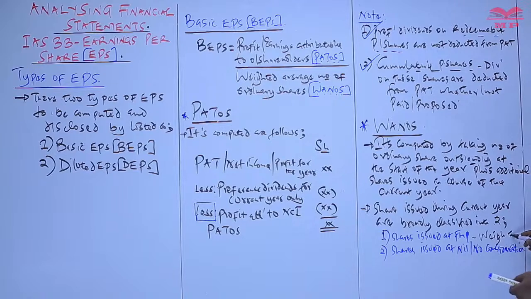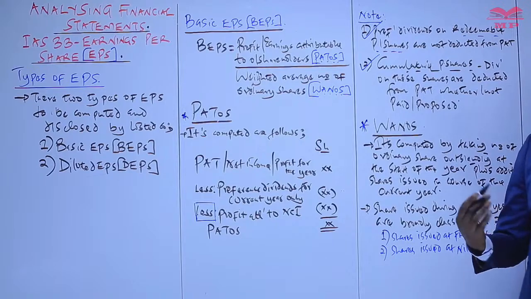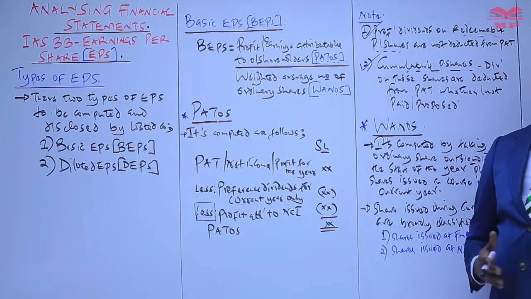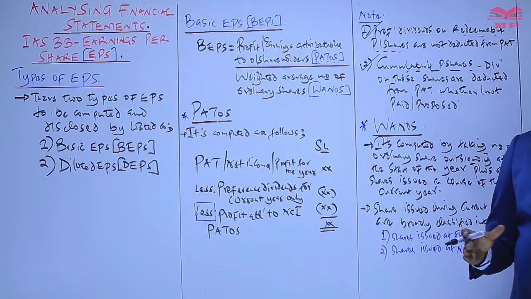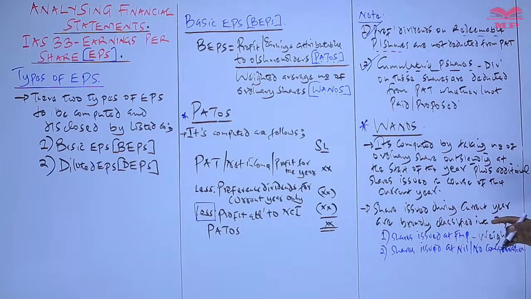What do we mean by weighing those shares on a time basis? Those shares will be multiplied by the proportion of time the shares were held during that year. If the shares were issued 6 months to the end of the year, then you multiply them by the proportion of time they were held. On the other hand, shares which are issued at nil or no consideration are not weighted on a time basis. We don't multiply them by the proportion of time they were held during that year, even if those shares were issued 1 month or 2 months to the end of the year.